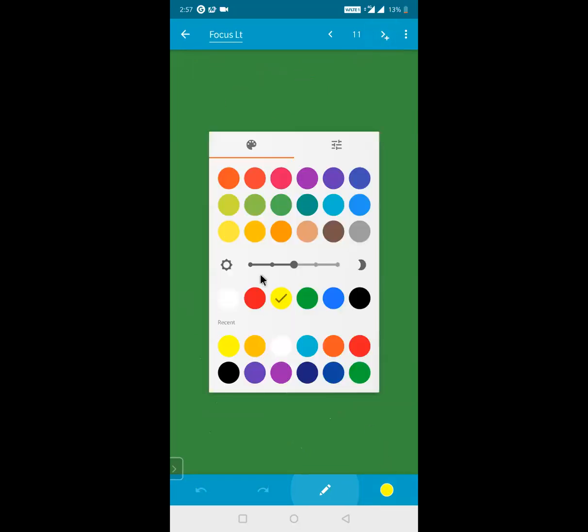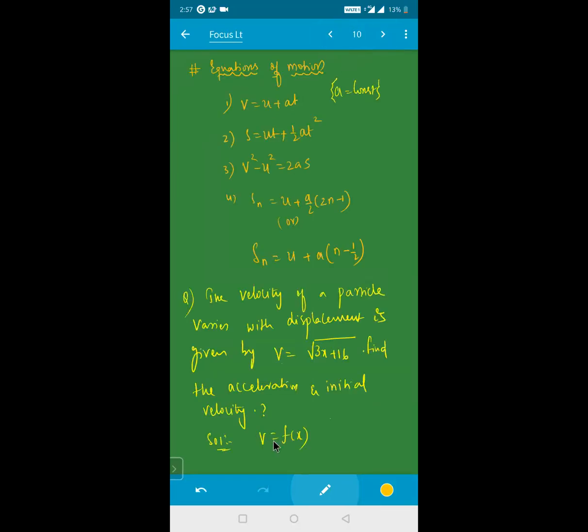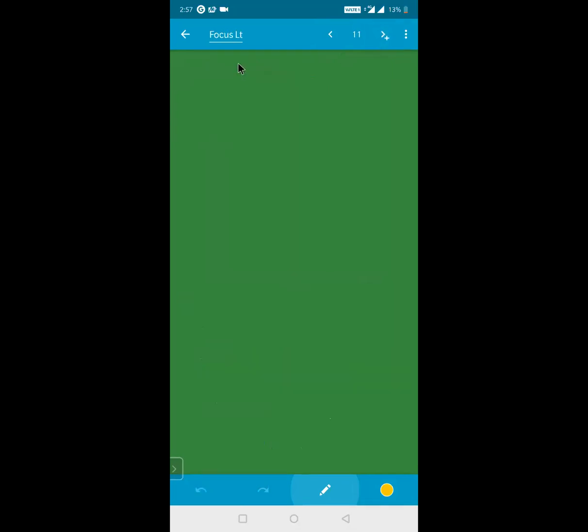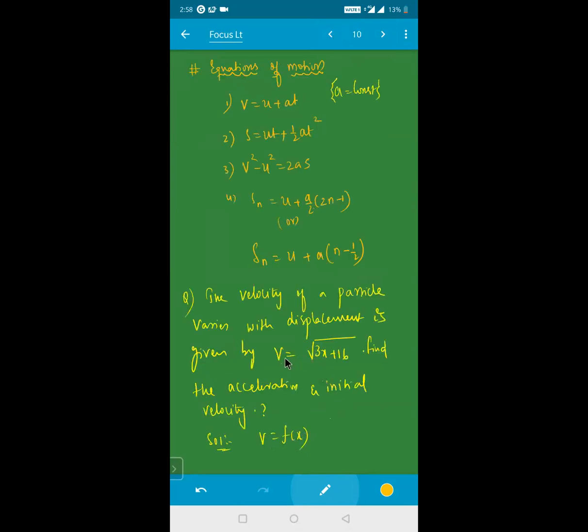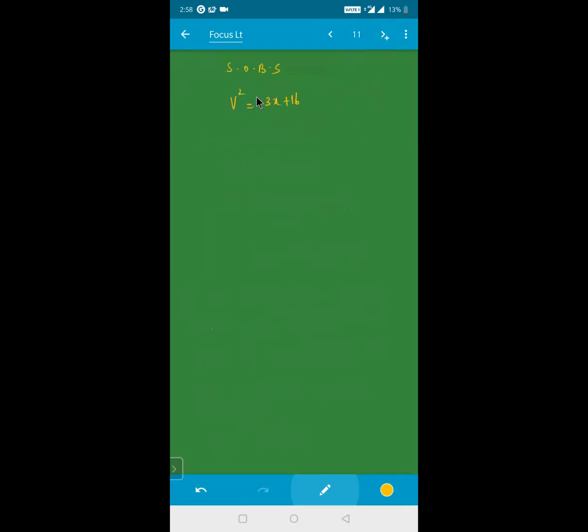So what do I need to do for this equation? Square on both sides. If I square both sides, I get v square equals 3x plus 16. If I take 16 to the other side, v square minus 16 equals 3 into x. I can write 16 as 4 square, so v square minus 4 square equals 3 into x.